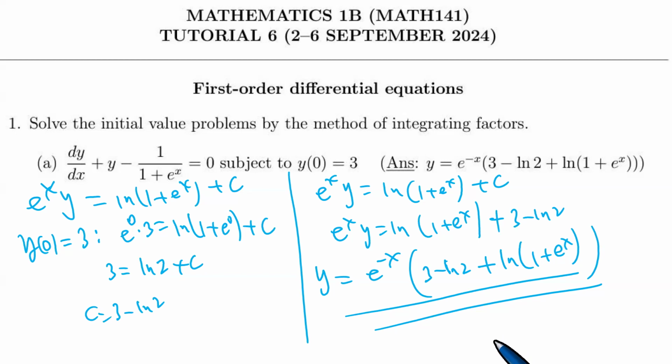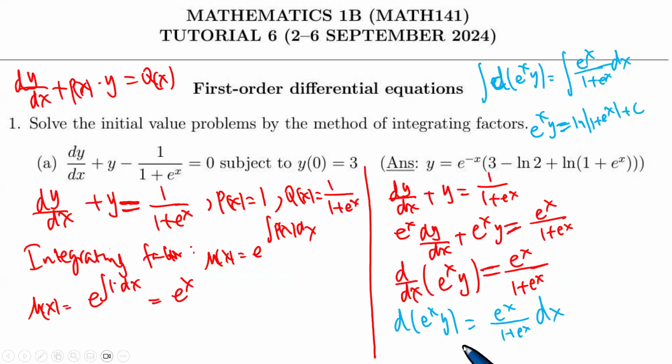Any question? Okay, so that is the first problem. We started here using integrating factors. First, we need to write it in standard form, and the standard form is dy/dx plus p of x times y, etc.